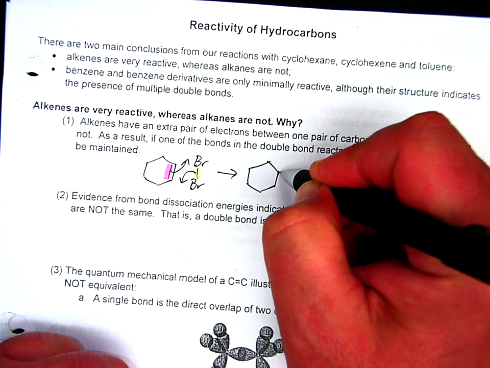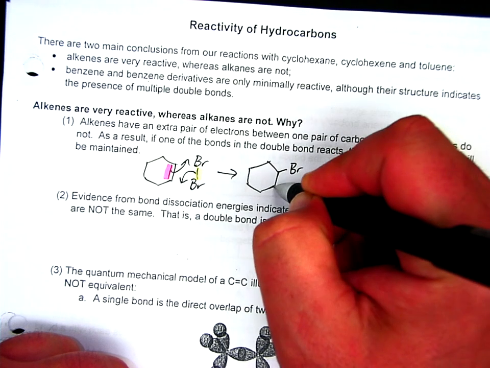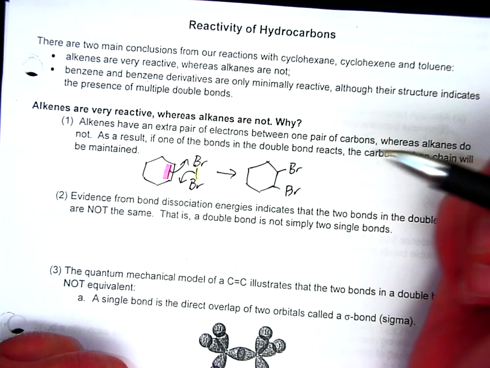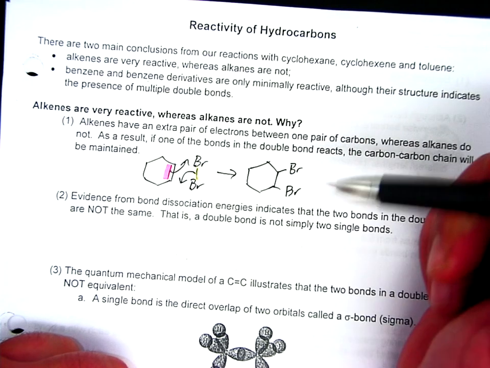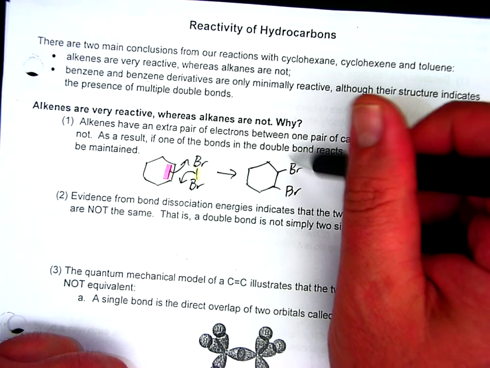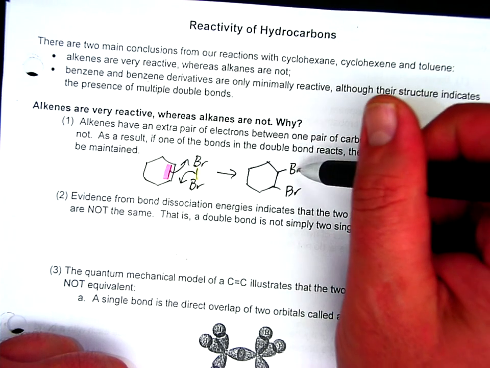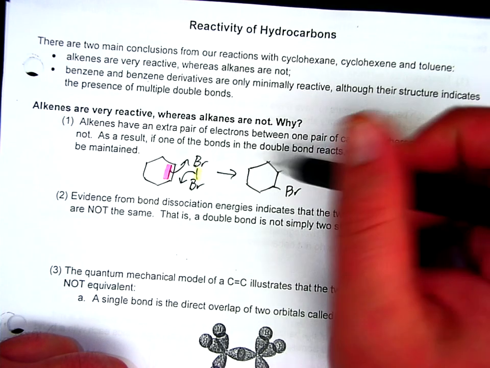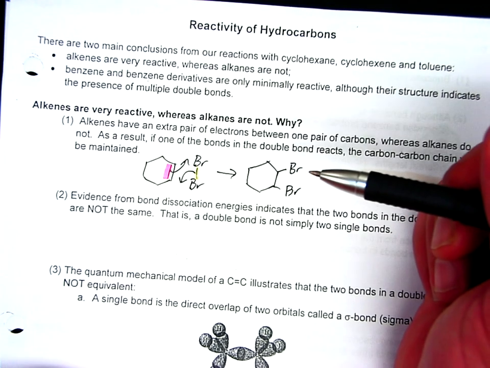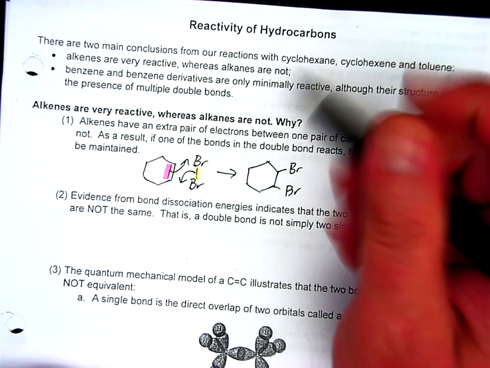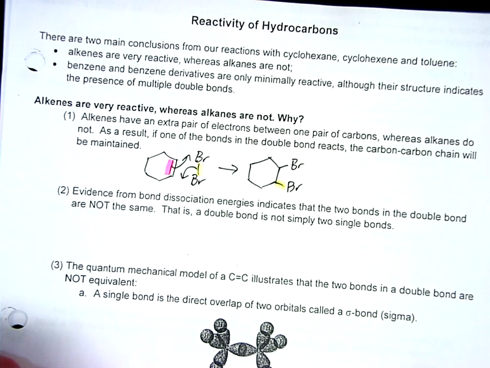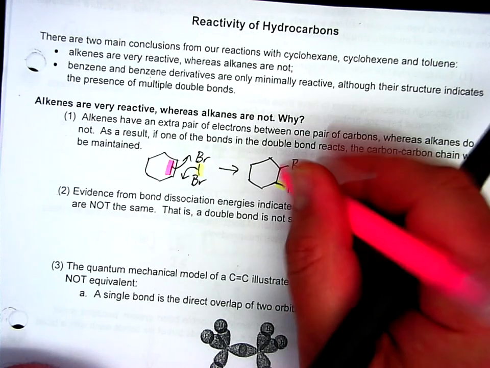And in practice, bromine's quite orange. Okay, this is colorless. When it reacts, it produces this alkyl halide, cyclohexane with two bromines on there. This is colorless as well. So you'd see a decolorizing of the bromine that's present there. Okay, so this reaction works because of that extra pair of electrons, and it undergoes an addition reaction.